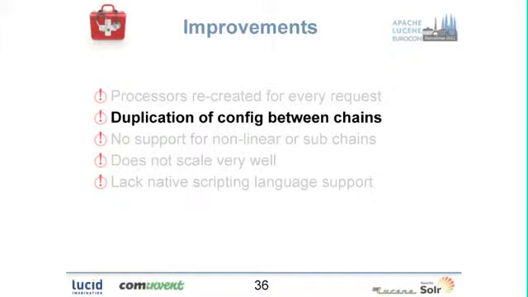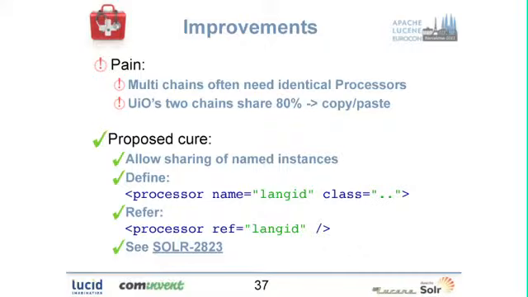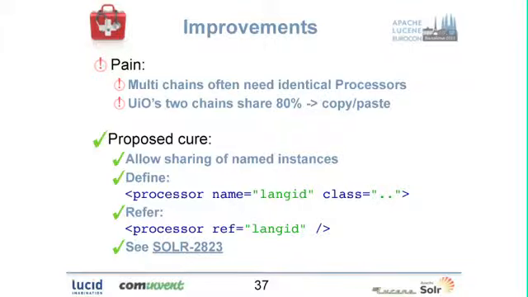The duplication problem is maybe not a big problem, but our two chains share about 80% of the config. So you soon get into copy-paste errors and stuff like that. So a proposed solution would be to introduce named instances. In the XML, you could imagine that we give a processor a name in addition to pointing to its class. And then we can just refer to those named instances in many different chains. So you see the Jira for this. We'll see if we end up doing it.